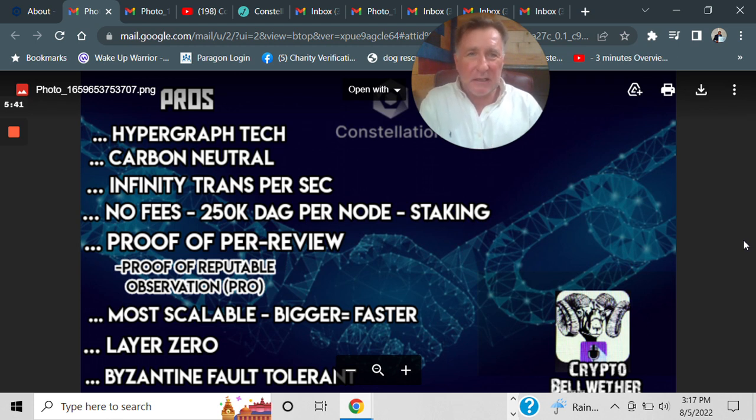Now, this project is one of a very few blockchains that is called Byzantine fault tolerant. And basically, in a nutshell, it is the most secure blockchain, period. Nothing else is even close, from the way the developer explained it to me.